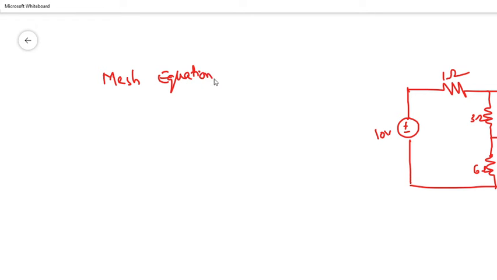So first you need to observe how many loops are there here. So here I'll mention the currents. For mesh or loop equations, first we need to assume the current in that particular loop. So this is one closed loop, this is a second closed loop, and this is a third closed loop. So I'm going to assume one current direction in this direction. The current I am going to take is I1, here this current I am assuming is I2, and here I am going to assume the current is I3.